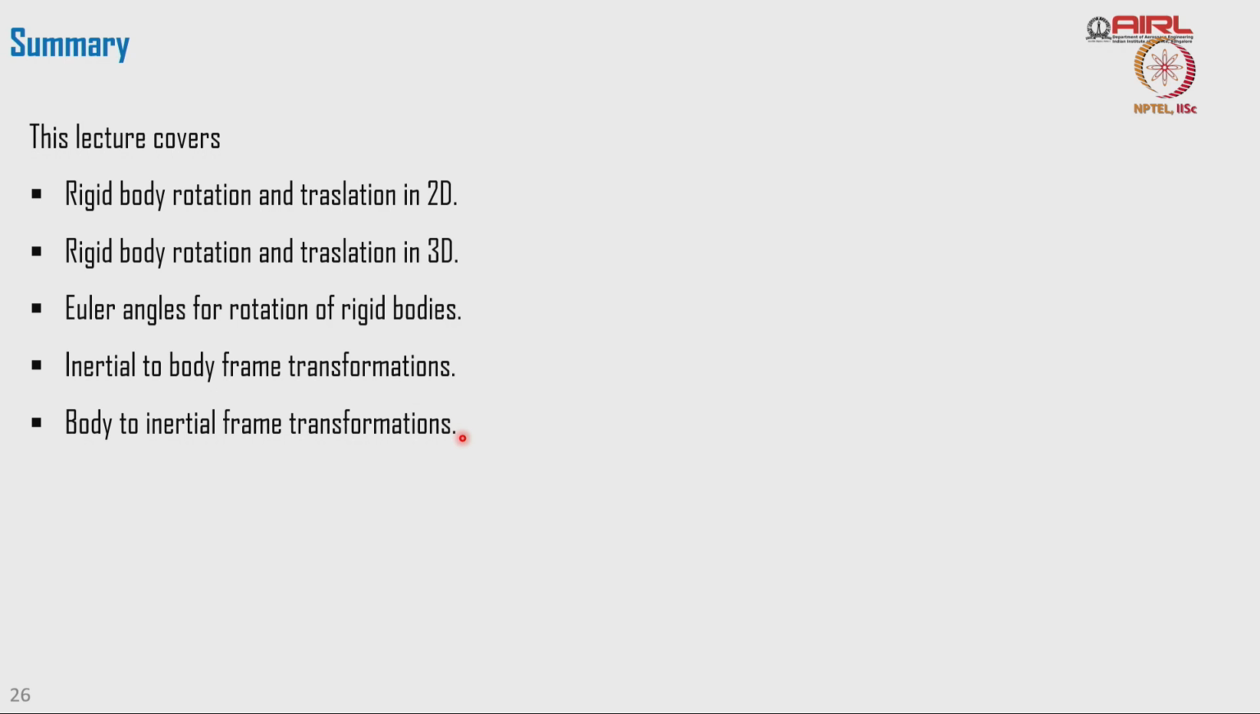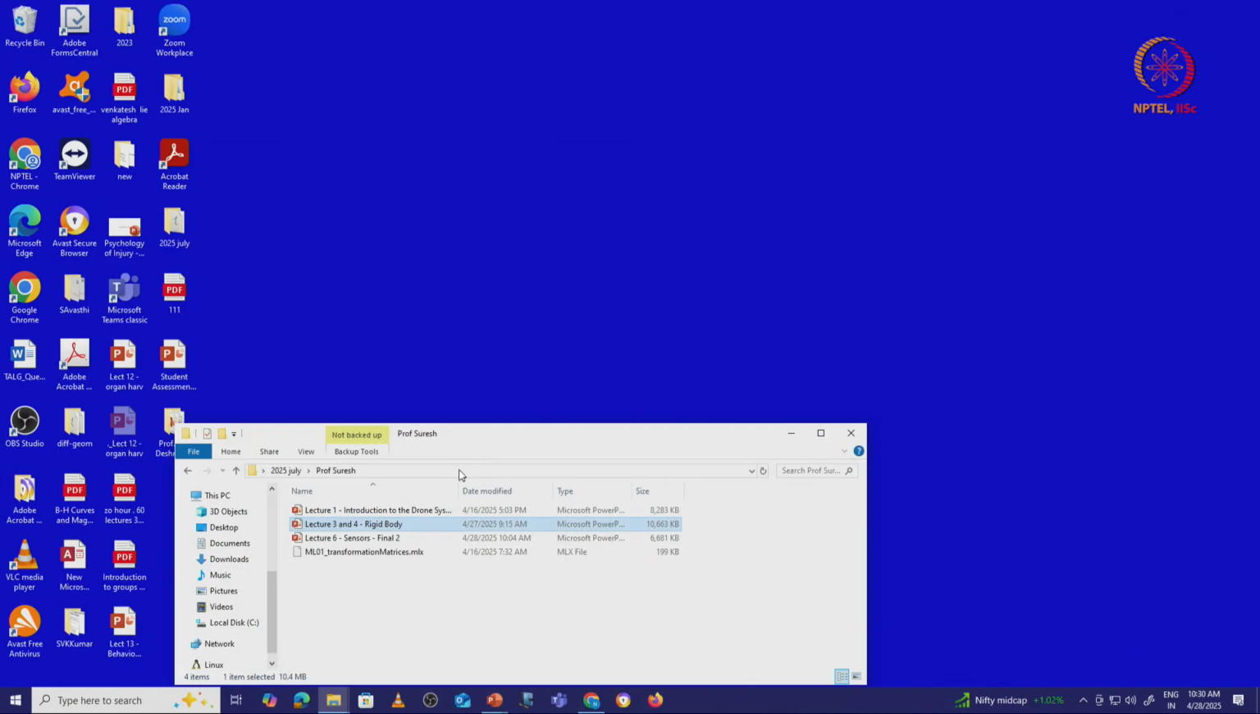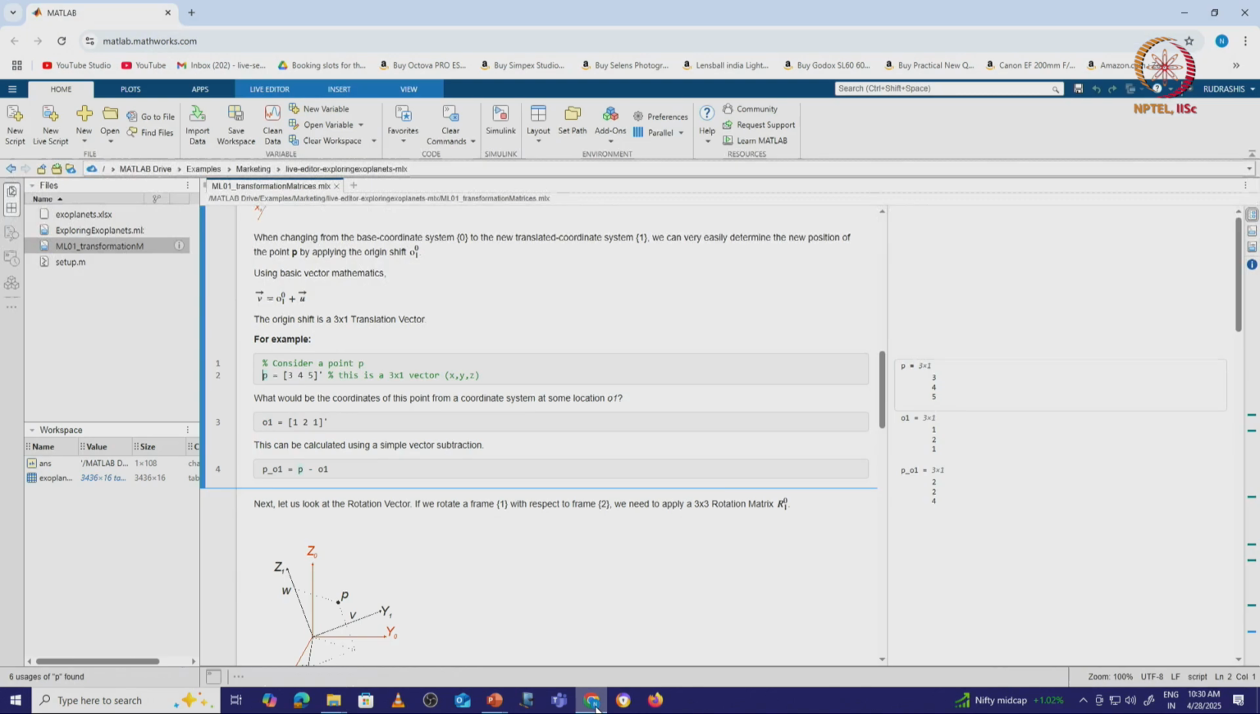Now, in summary, what we covered in this particular lecture: we talked about rigid body rotation and translation in 2D, rigid body rotation and translation in 3D, and Euler angle rotation of rigid bodies. In the previous lecture we talked about how we do the transformation from the inertial frame to the body frame and back to the inertial frame. Before completing this lecture, I just want to take you through a small MATLAB demonstration of how we do the transformation.